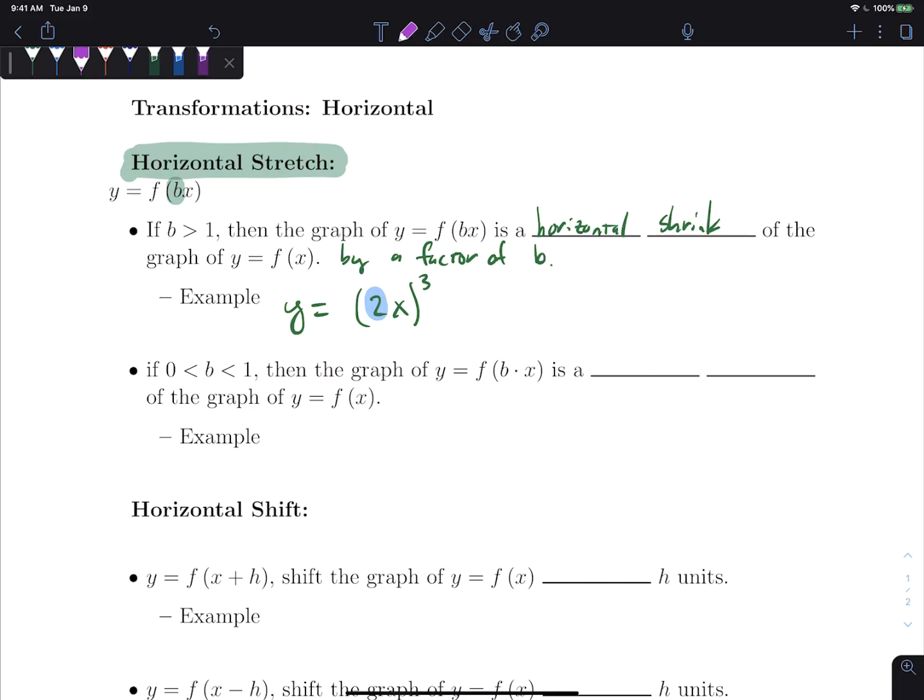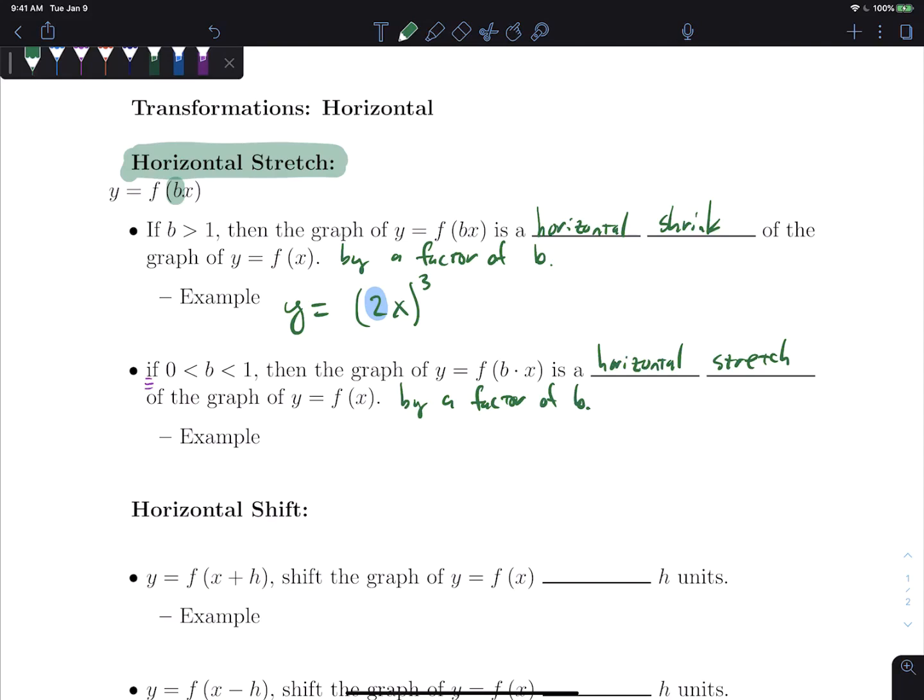As for the next one, if 0 is less than b is less than 1, then the graph of y equals f of bx is a horizontal stretch of the graph of y equals f of x by a factor of b.